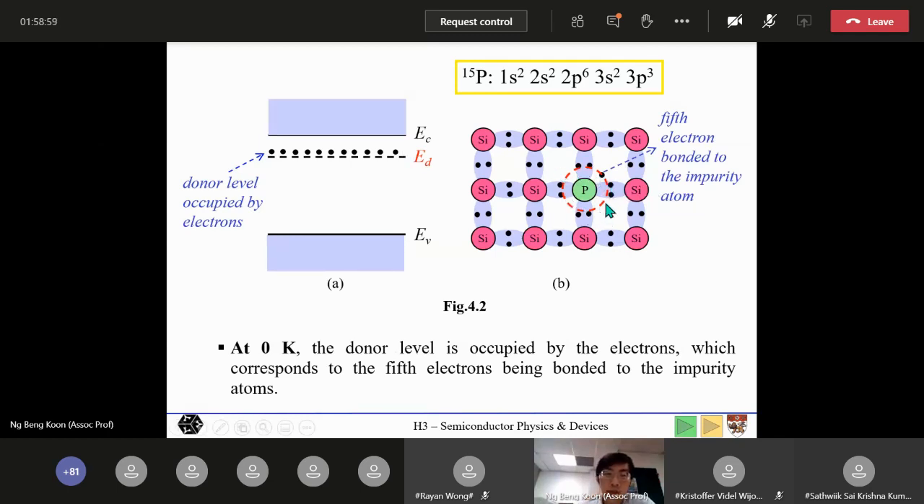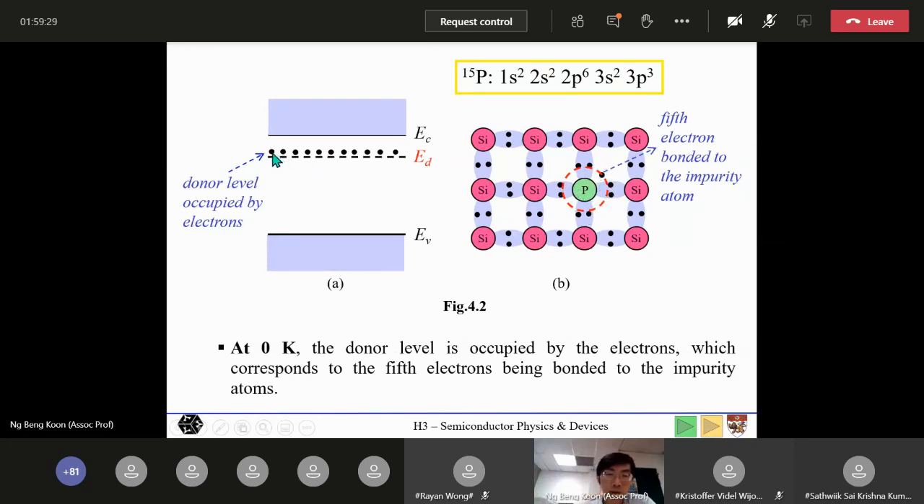Graphically, if you look at the band diagram, this 5th electron corresponds to an electron that sits in an extra level just below the conduction band edge. The energy of this loosely bound 5th electron is slightly below the conduction band edge, and it sits there at 0 Kelvin. So when there's no thermal energy, this 5th electron just sticks to the phosphorus atom site.